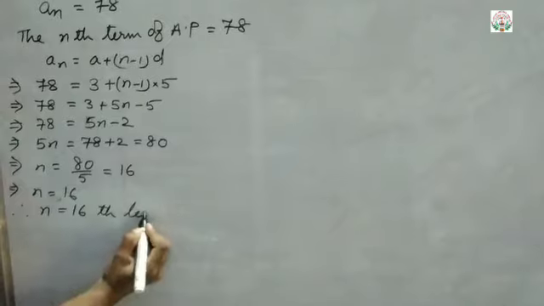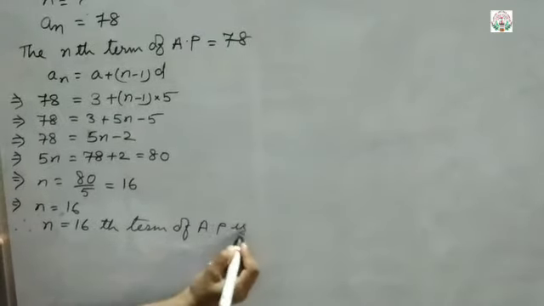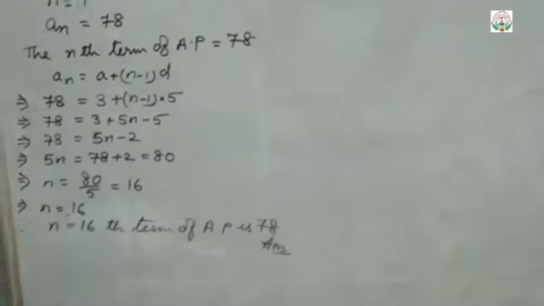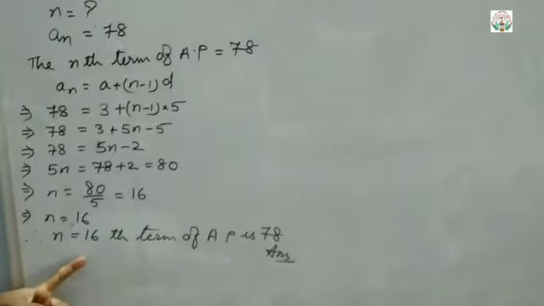That means therefore n equals 16, the 16th term of the AP is 78. Answer. Understood, children? Clear? This is clear to everyone.